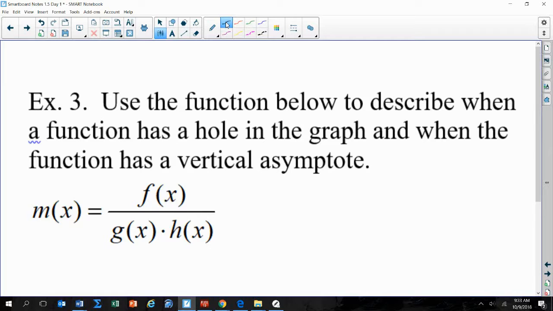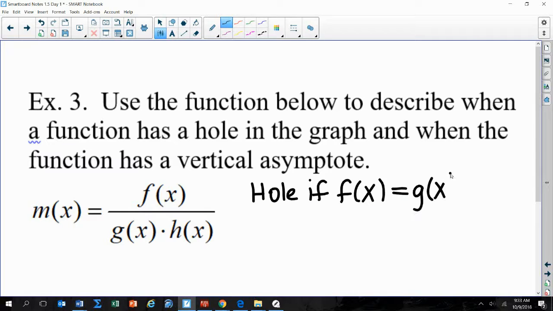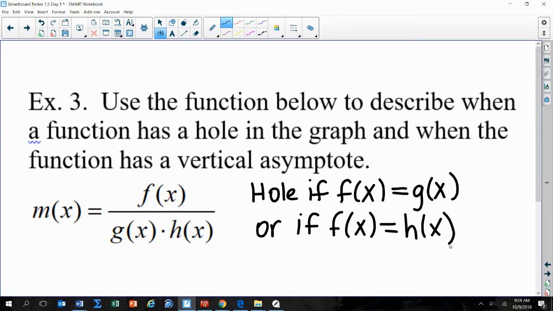Okay, so when I'm describing this, I'm going to say that there's a hole if f of x equals g of x, or if f of x equals h of x. Right, that's where our hole is going to exist. Because if f of x and g of x are the same, then those would end up canceling. If f of x and h of x are the same, then those would end up canceling. That's where your hole's going to be.